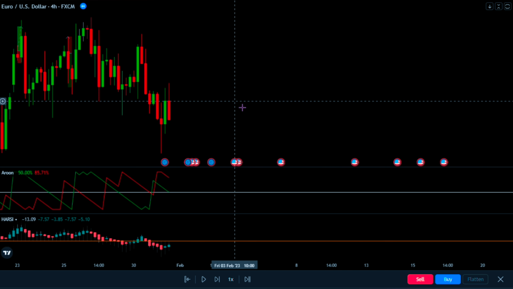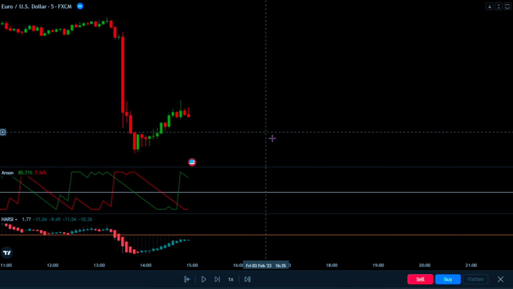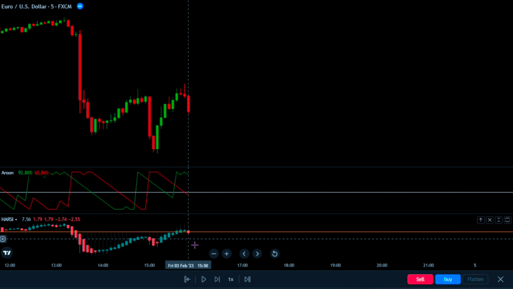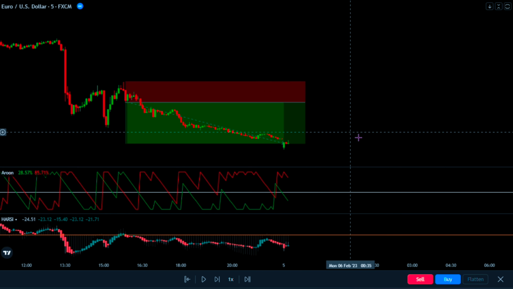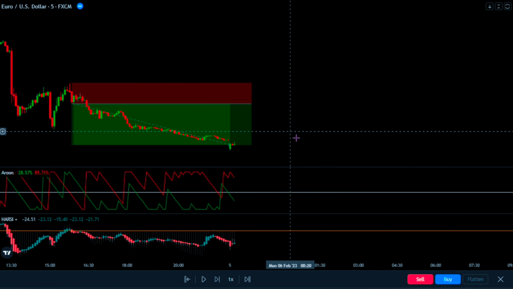So our next entry would be for a sell signal. And we got our entry at this point. Stop loss and take profit remain the same. And we see it was successful. Let's take one last trade and see if we would get a loss.